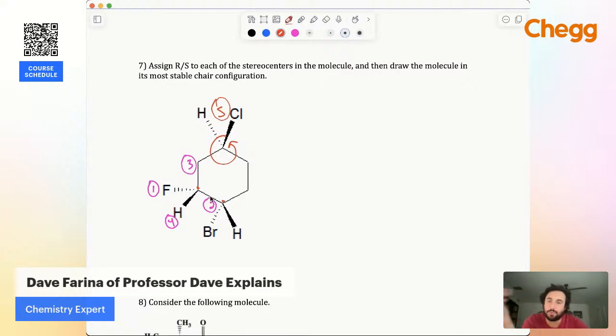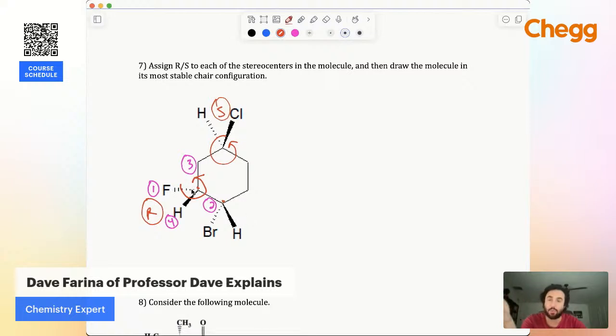We have the lowest priority group away towards us. So the simplest thing here is just pretend that fluorine is towards us. Okay, so we're going 1 to 2 to 3. So that looks like it would be S, but then we invert our answer and it is R.